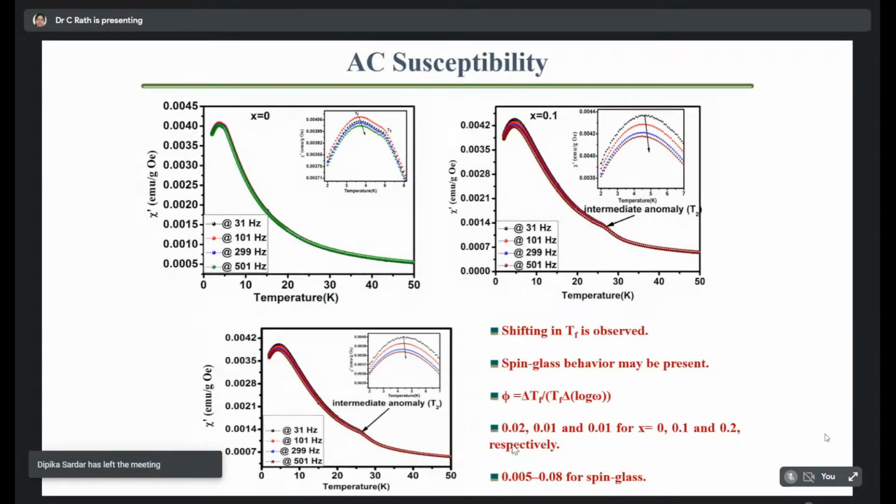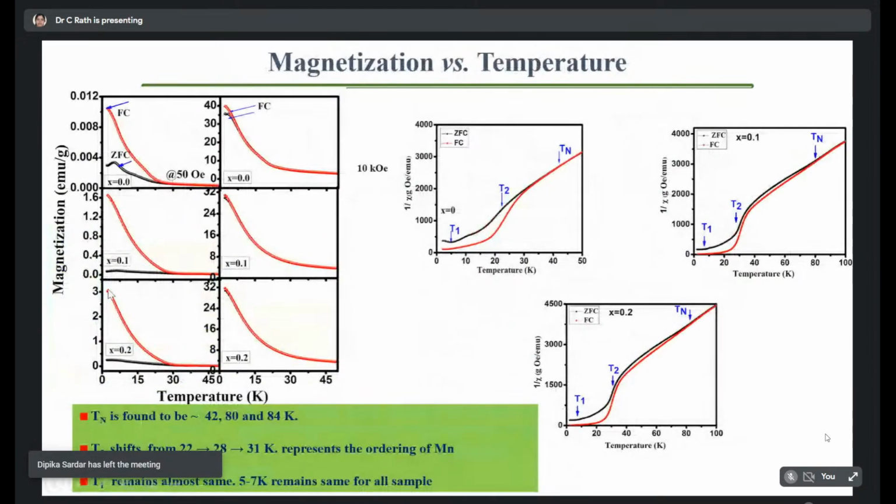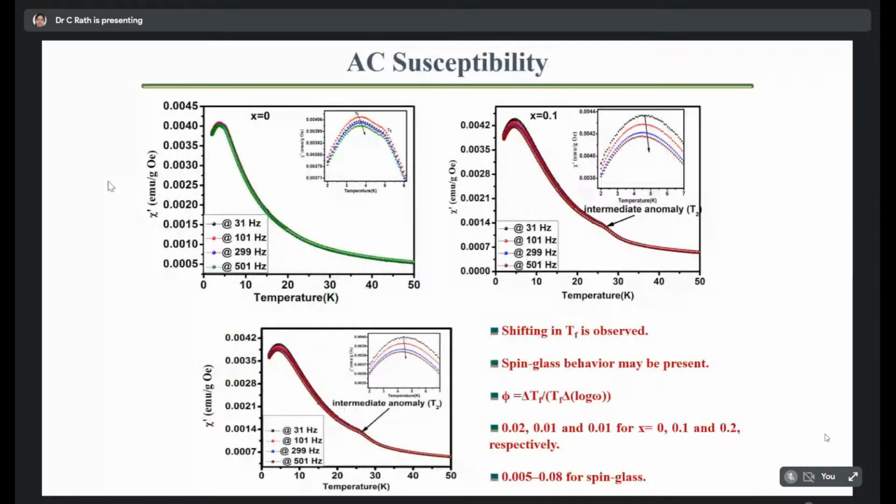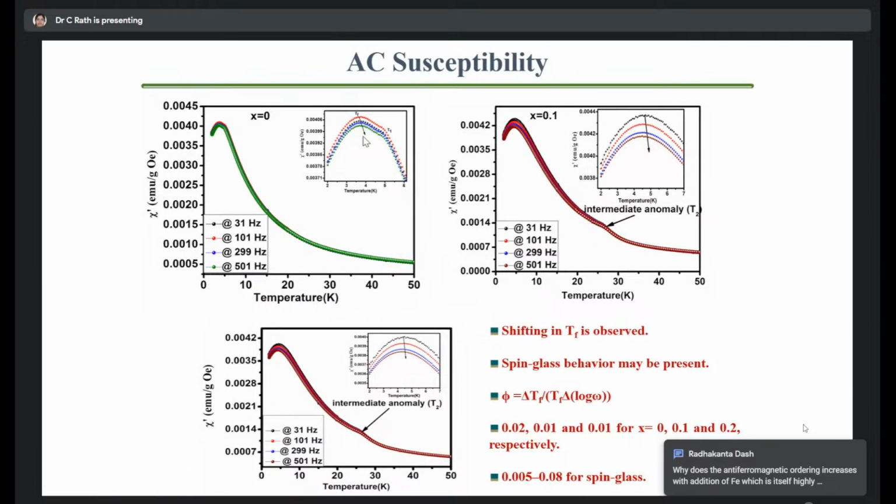As I have indicated, this ZFC bifurcation can indicate spin glass, super paramagnetic or cluster glass behavior. To confirm it, we have done the AC susceptibility measurement with frequency. At 4 different frequencies, 31, 101, 299 and 501 hertz, we measured the susceptibility, with a very small field of 3 Oersted. In the inset one can see that with increasing frequency, this TF in fact increases. This dispersion behavior indicates it can be either a spin glass or cluster glass.